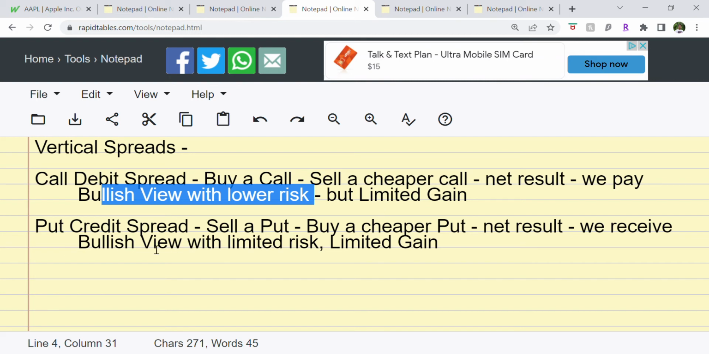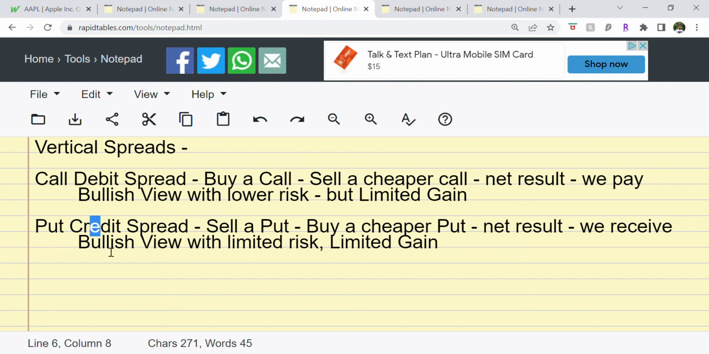The other spread with the bullish view is the put credit spread. This is very popular among the pro traders, the advanced traders of options. Credit spread means it's similar to sell. What you are doing here is selling a put and then buying a cheaper put. Earlier we were buying a call and selling a cheaper call. Here we are buying a cheaper put.